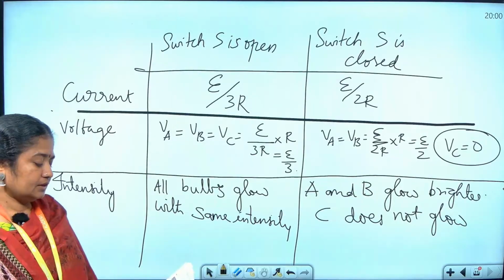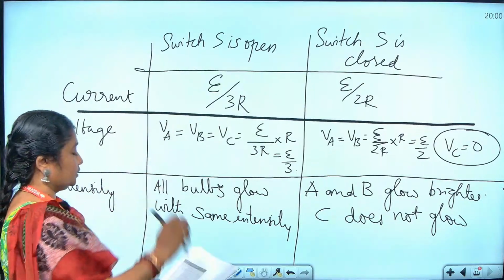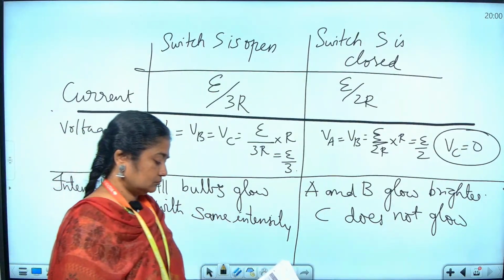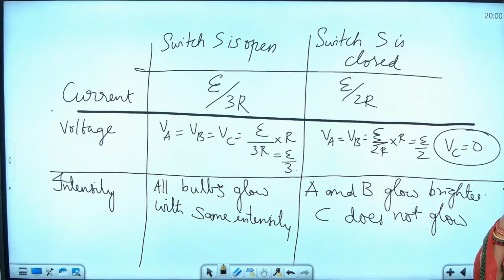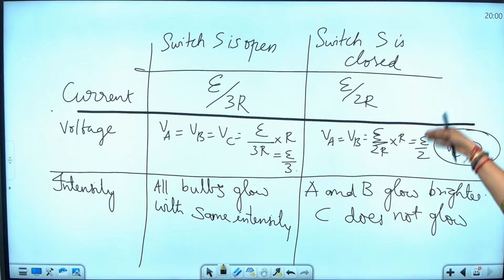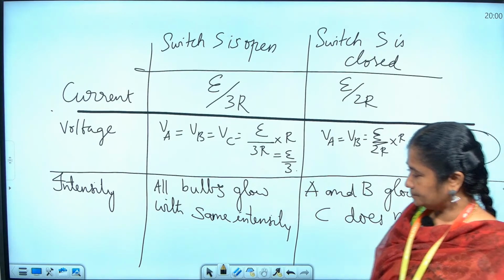Power will be epsilon square by 9R. In this case, epsilon square by 9R. And in this case, it will be epsilon square by 4R. You have to multiply the current and voltage. You will get the power. Power consumed by the third bulb will be 0 in this case. Clear?